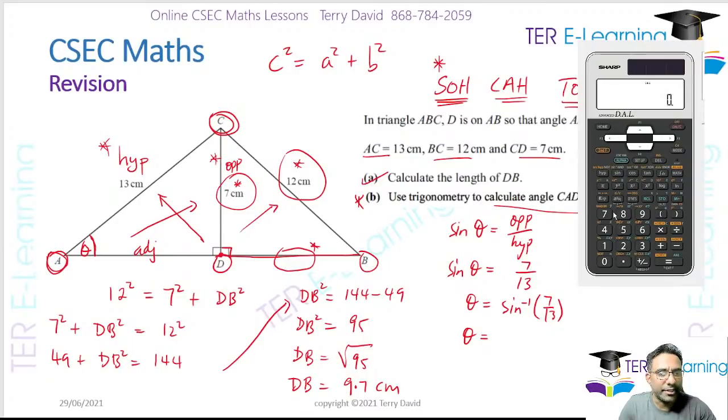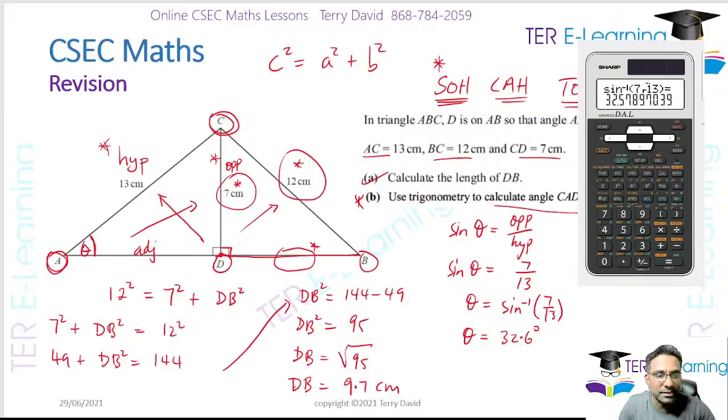Right, so here's what you're doing. You're pressing second function on your calculator, sine, right? Open brackets, 7 over 13. Close brackets, equal. And my answer is about 32.6 degrees, right? So my answer here is 32.6 degrees.